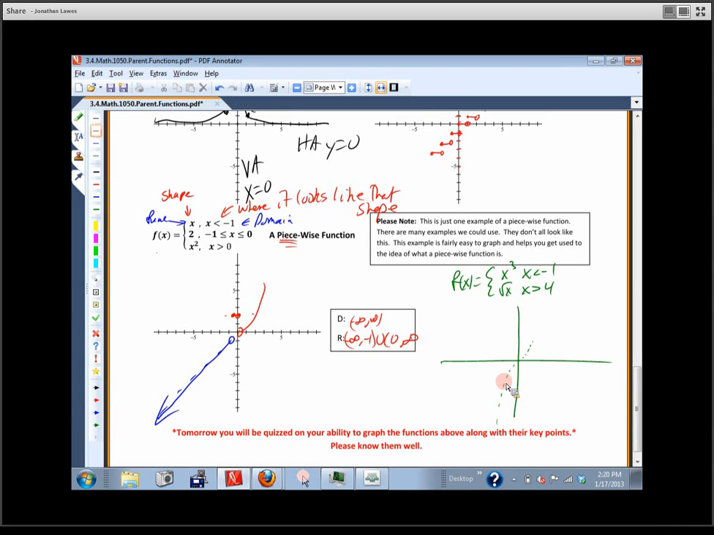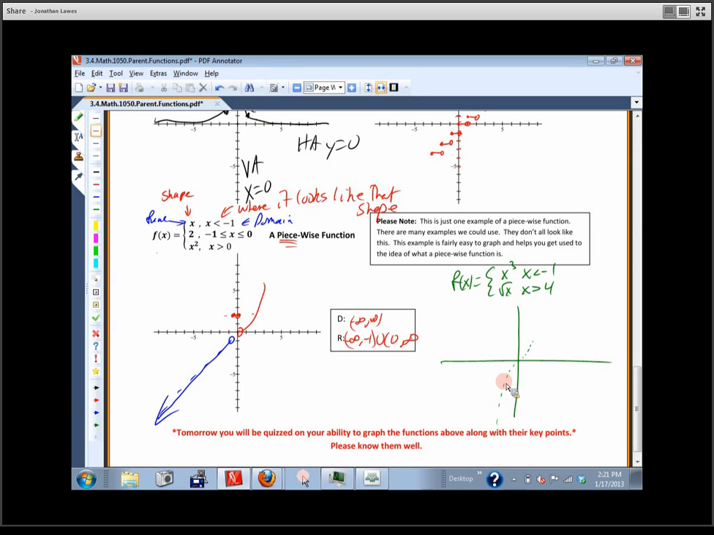Can you tell me what f of 9 is? 3. Why? It works on this one here, but think about this. If you plugged in a 9, you've got 2 choices. Is it this one? No, because 9 is not less than -1. 9 is greater than 4. So you plug it in here. Square root of 9 is 3, meaning it's on this branch, it's on this piece, it's on that shape. You with me? Okay.